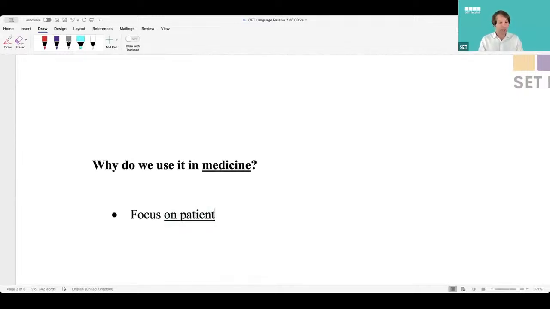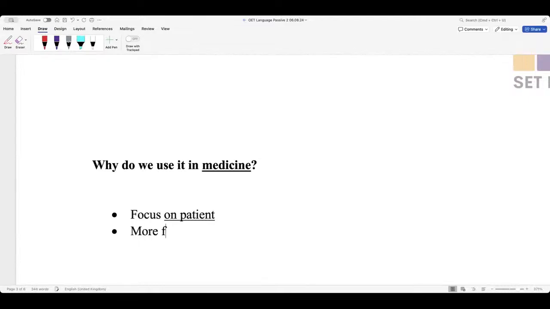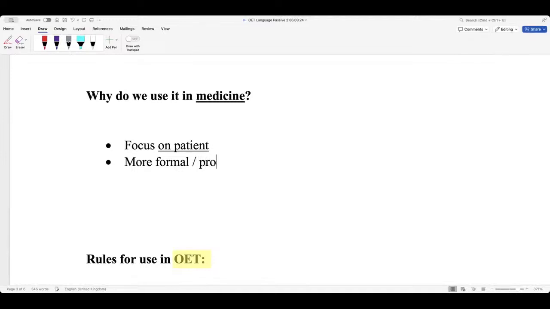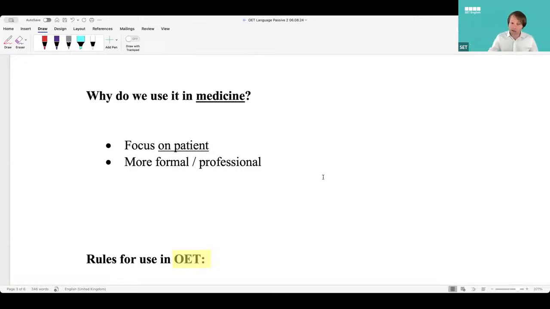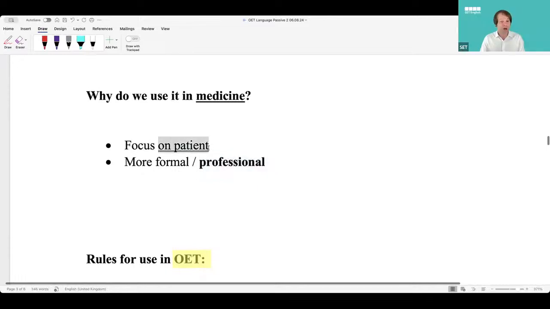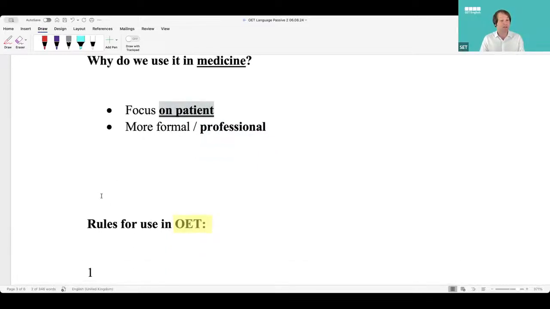That's why. And also, it's more formal. Ravi, what does formal mean? Official, professional. So Ravi, when you're writing, when you're working in a hospital in future, you want to be using the passive so that you sound professional, official.